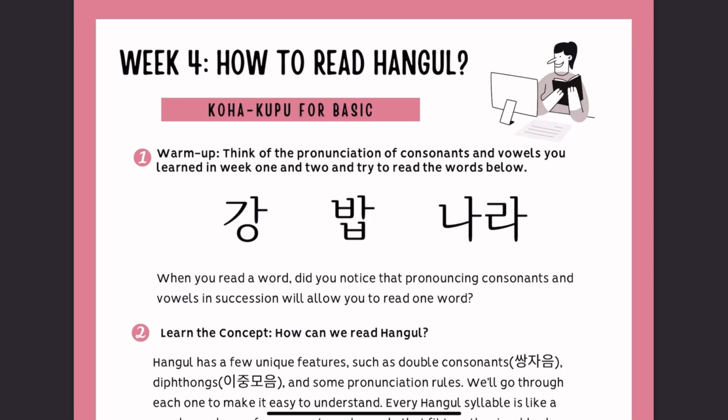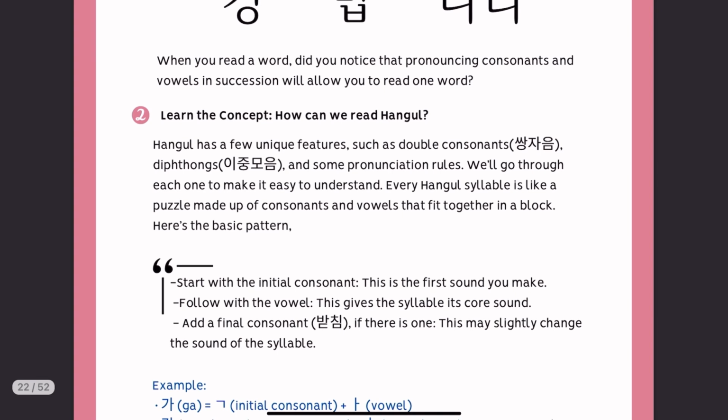In this week's video, we're going to learn how to read Hangul. Hangul has a few unique features, such as double consonants, which is 쌍자음, and diphthongs, which is 이중모음, and some pronunciation rules. So we'll go through each one to make it easy to understand.